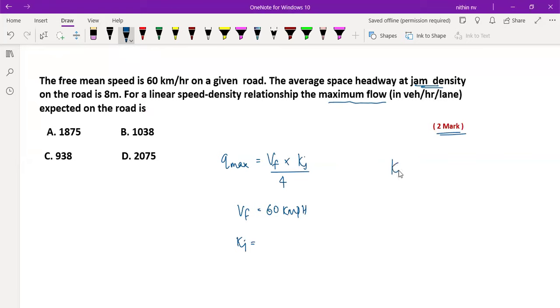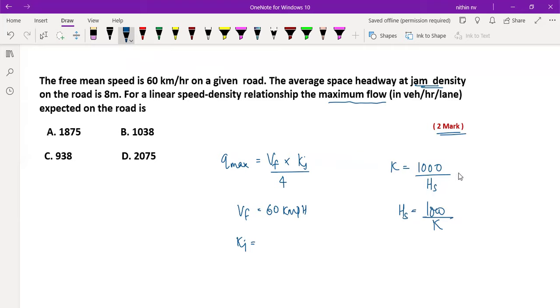So we should know the relationship between the density and spacing, right? See, it may not be always Kj. It can be simply K, right? The density K is equal to 1000 by space headway, or in other words, the opposite way also, space headway is nothing but 1000 divided by the density K.